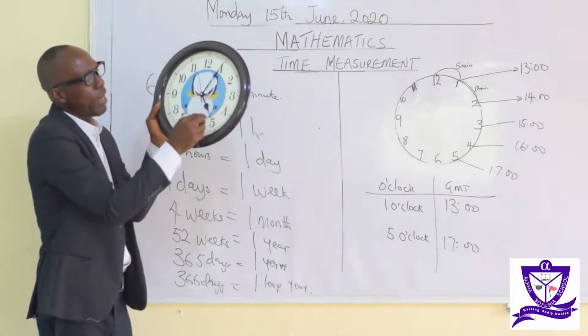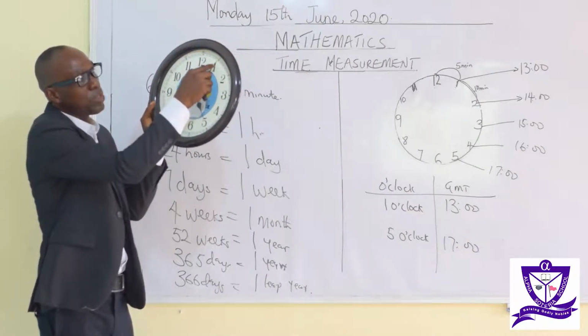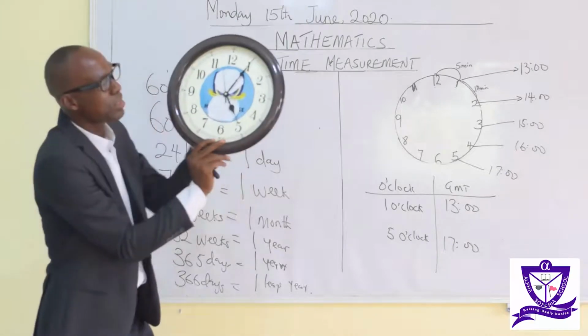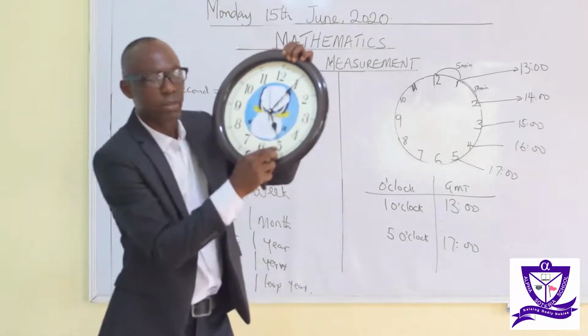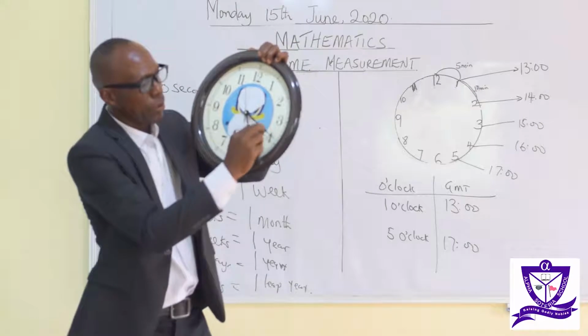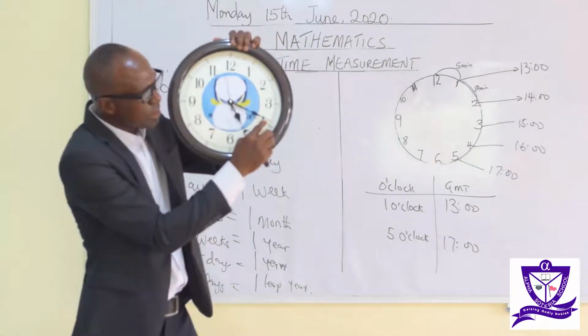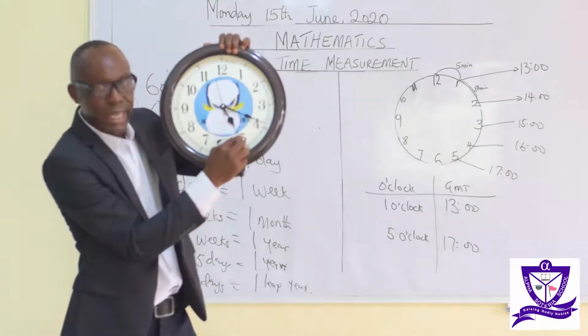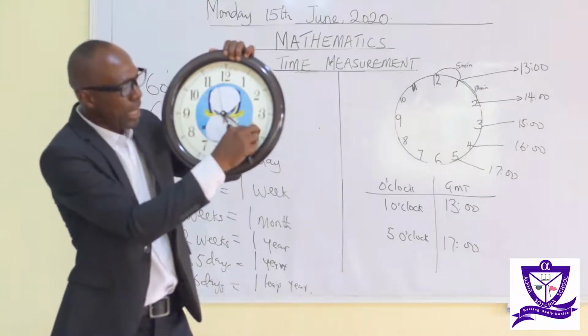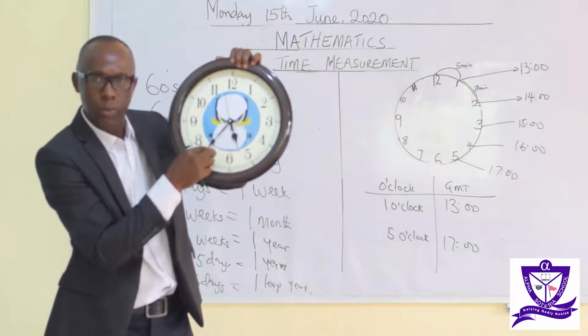This long one is the minute hand. Remember, here we have 5 minutes. We are using this one to calculate 5 minutes past 5. Now, if it is here, we will say 20 minutes past 5. So we're using this minute hand to calculate our past. Now, on this side, it is to.